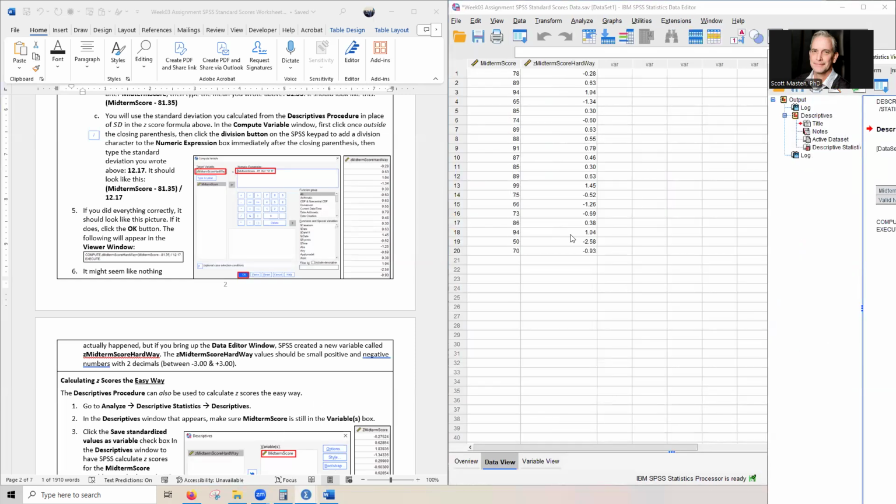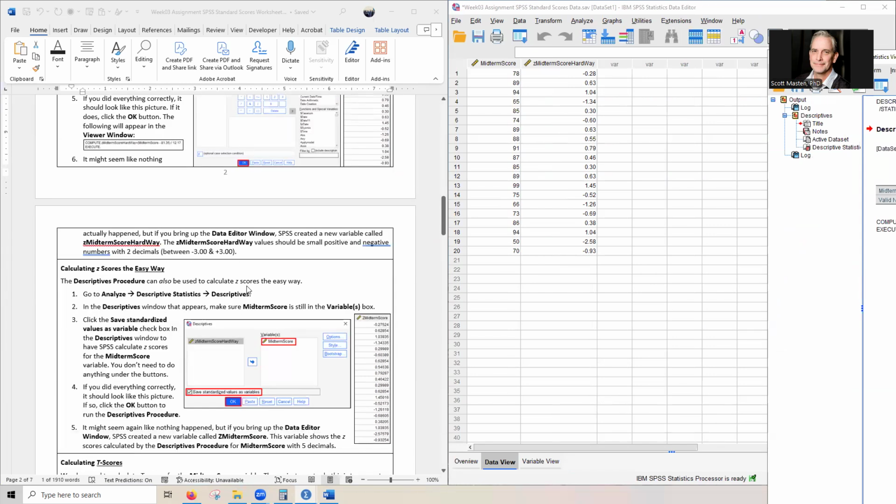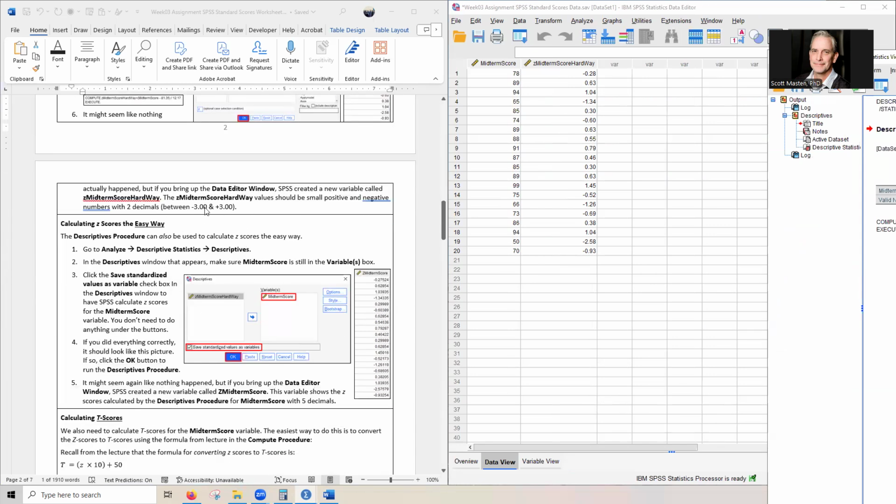Note there is a new variable in here that's called Z midterm score the hard way. And these are z-scores. So you can see they're within the range of what's expected for z-scores, smallish numbers, positives and negatives. So then there is calculating z-scores the easy way. So this is how I expect you guys to do it moving forward.